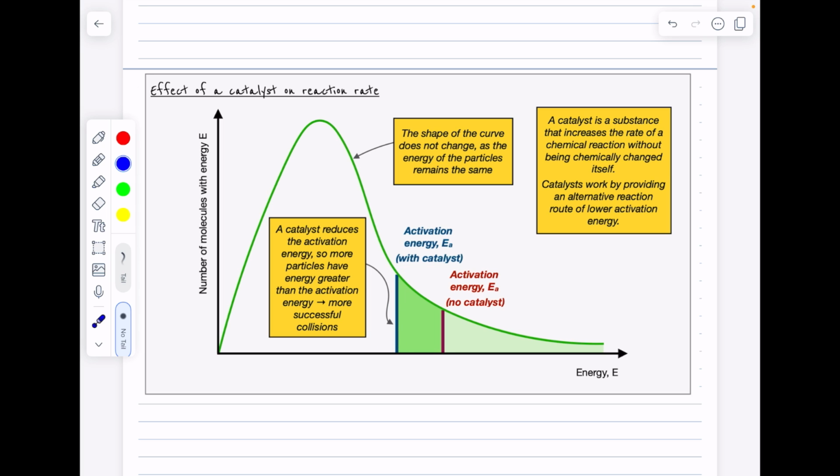And what that means is that you have many more molecules with energy which is either equal to or greater than the activation energy. Look, the area of this part of the curve has increased. The shape of the curve, however, remains the same because after all, we haven't altered the temperature. And here's your simple definition of a catalyst. It's a substance which increases the rate of a chemical reaction without being chemically used up or changed.